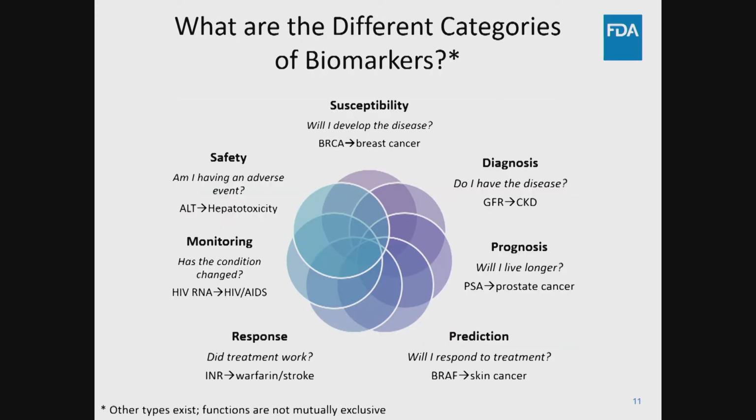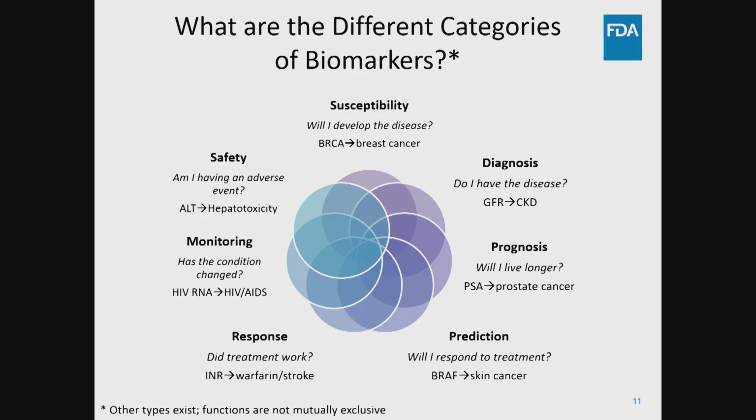So BEST recognizes 8 different categories of biomarkers, and they can be used for many different things. So susceptibility biomarkers can inform whether or not you'll develop a disease. An example of this would be BRCA mutations for breast cancer. They can inform the lifetime risk of a patient for developing breast cancer. Diagnosis of disease, so do I have an actual disease? So glomerular filtration rate in chronic kidney disease is diagnostic of chronic kidney disease. Prognosis, so how will I live longer? PSA changes can be informative of prognosis for prostate cancer.